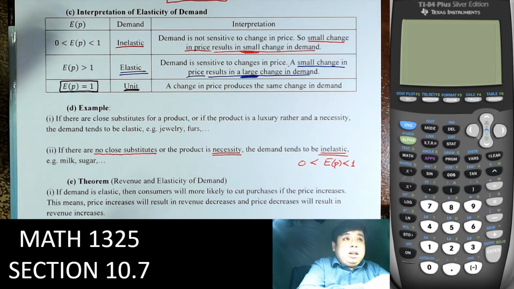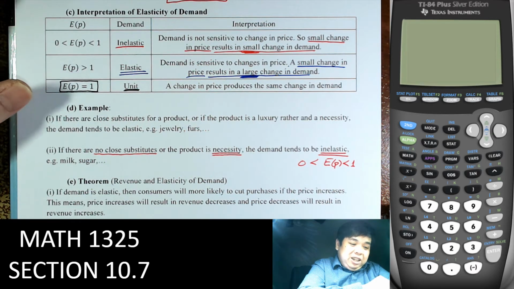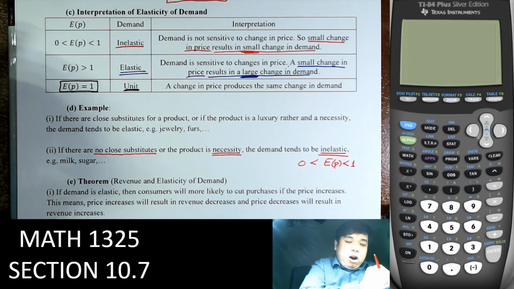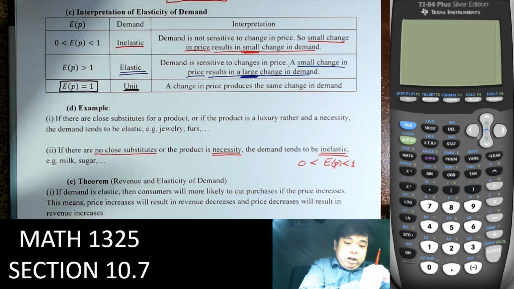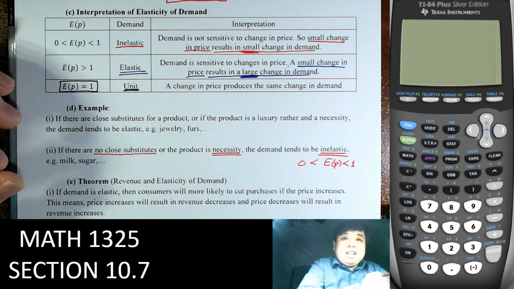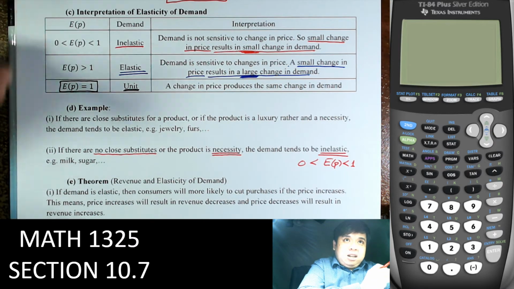Especially gasoline, if the price decreases by 10%, we're not going to buy more because there's no place to put it. With milk or sugar, we might buy a little more, but the change in price will not make a lot of change in those items that are necessary.